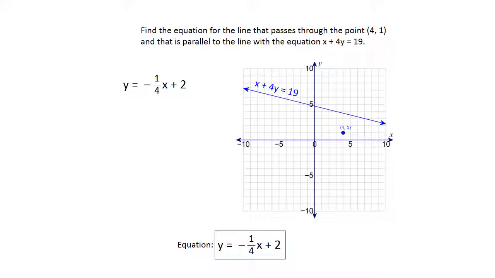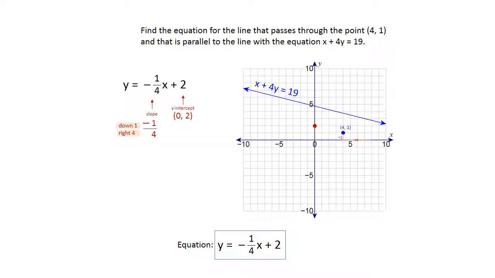Let's start with the 2 and plot the y-intercept on the graph. And then come over and take that slope. We're going to put the negative up with the 1, and that's telling us to go down 1 and right 4. Over on the graph, when I start at the intercept and go down 1 and right 4, it brings me right to that point that we're supposed to go through. So that's a good sign.